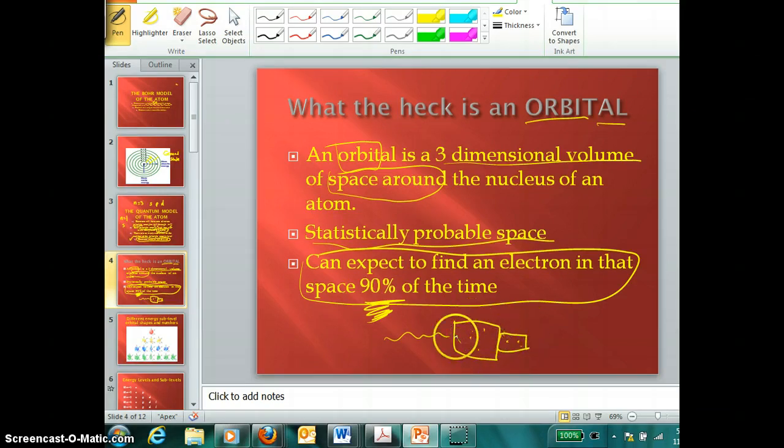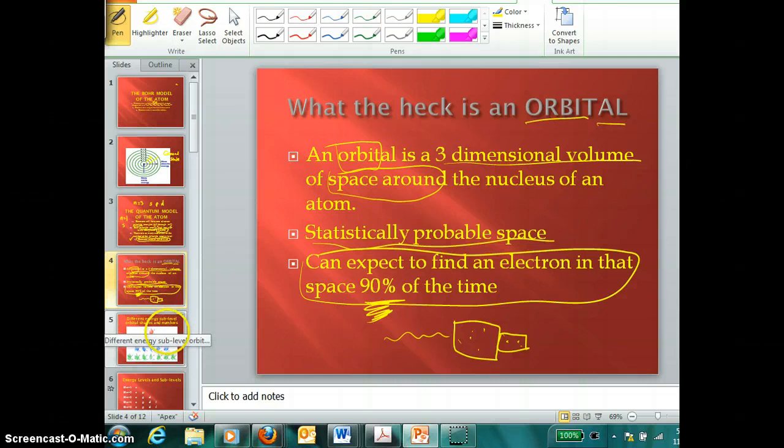Now sure, it's subdivided into two separate spaces, but nevertheless it is my one orbital. It is where you could find me 90% of the time. And that's very different than the Bohr model, which believed that electrons simply circled at fixed distances from the nucleus.